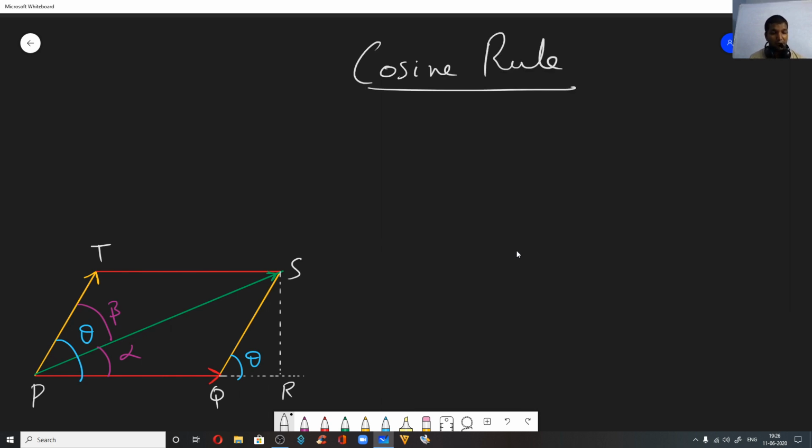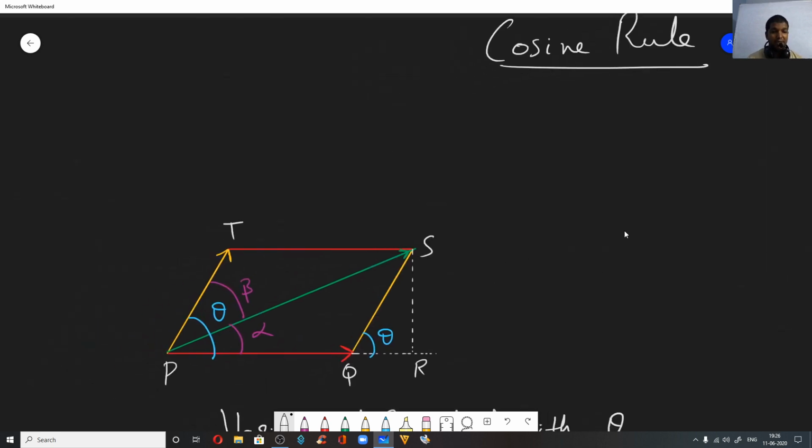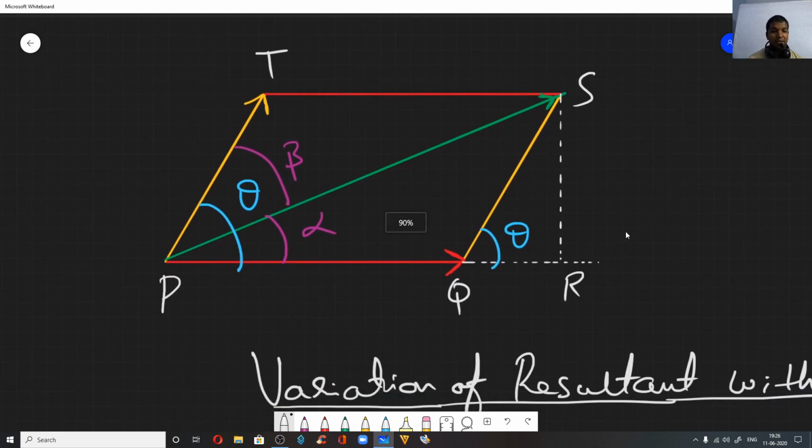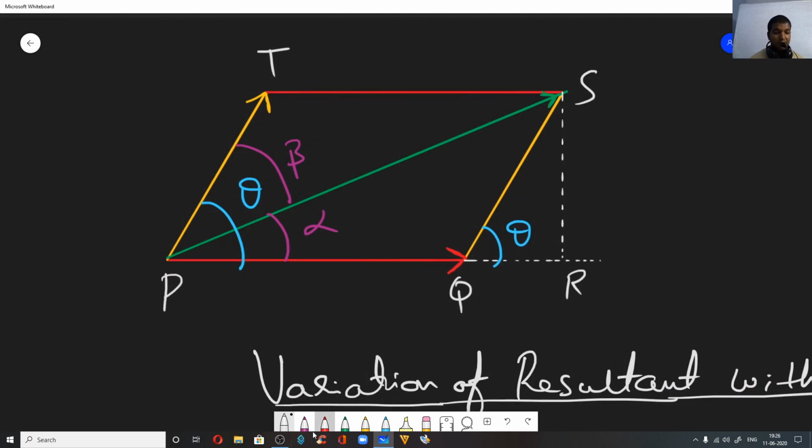Cosine rule, what it says is, if you look at this diagram here, one side of the parallelogram we have considered as A, so opposite sides will have the same magnitude A and A. The other opposite sides will have the magnitude B and B, and the green color I took as R, the resultant. The length represents the magnitude of the resultant.